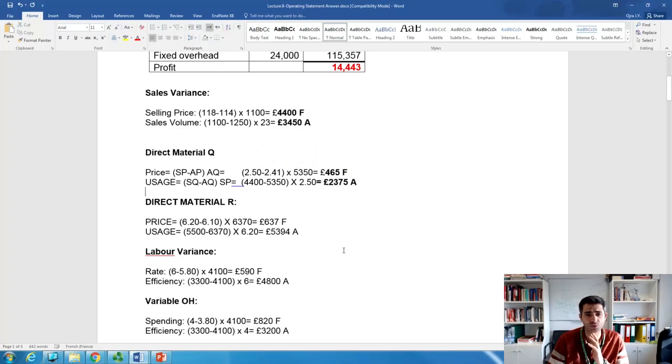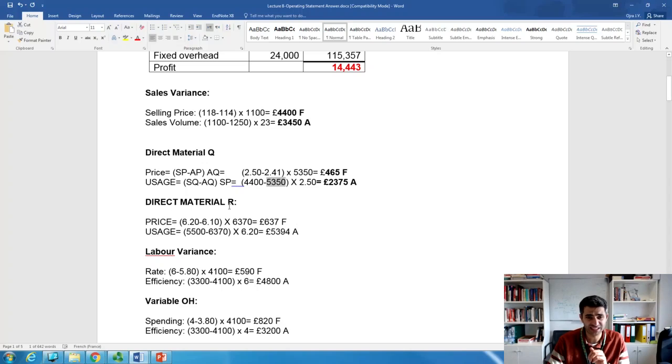It is adverse, of course. Why is it adverse? As you see, because the actual quantity, where is it? Yeah, here we go. The actual quantity is more than the standard quantity, so we use more materials than we expected, and that's why we have adverse material usage variance.